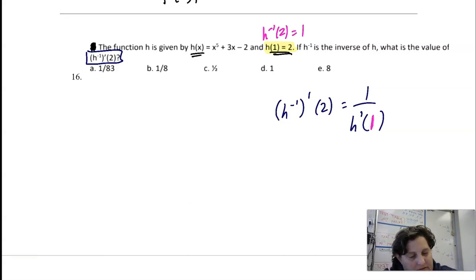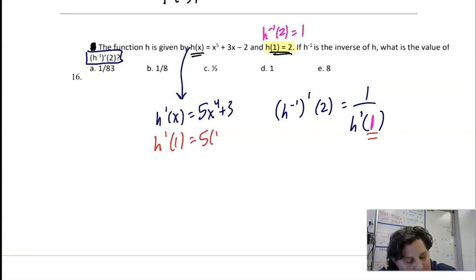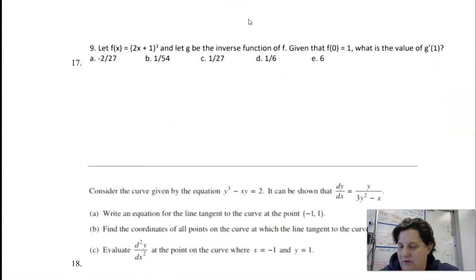All right, and then I just need to find the derivative of this. The derivative of h is 5x to the 4th plus 3. Over a little bit, and now when I evaluate that at 1, 5 times 1 to the 4th plus 3. 5 plus 3 is 8. So I get 1 over 8. Hopefully, once you get the hang of these inverse questions, they're actually pretty simple. They go pretty quickly.